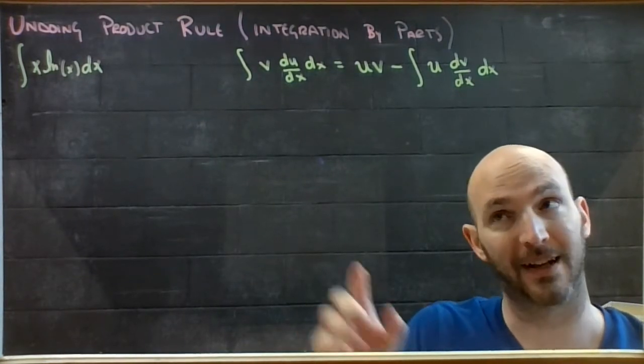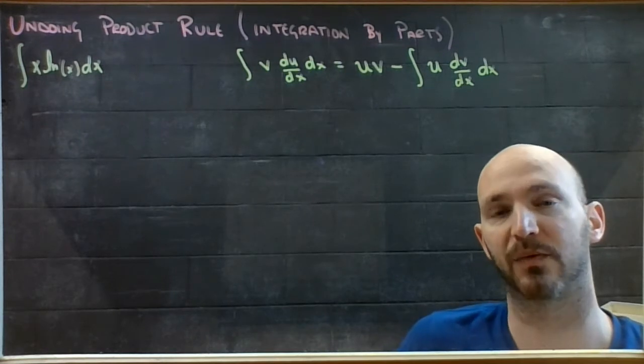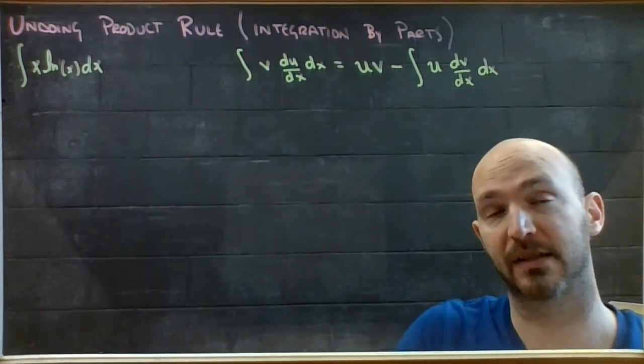Now later I'm going to show you how product rule turns into this if you try and reverse it. But for now, we're just going to use this model.